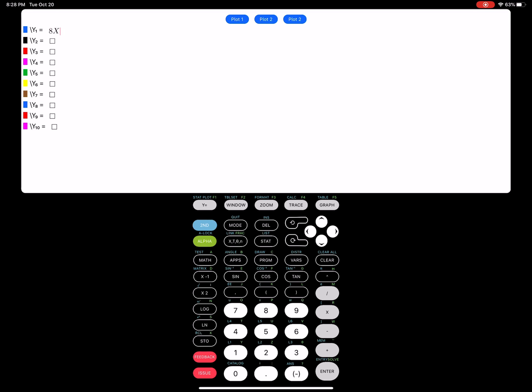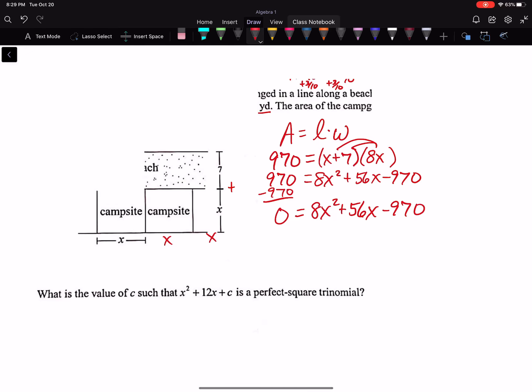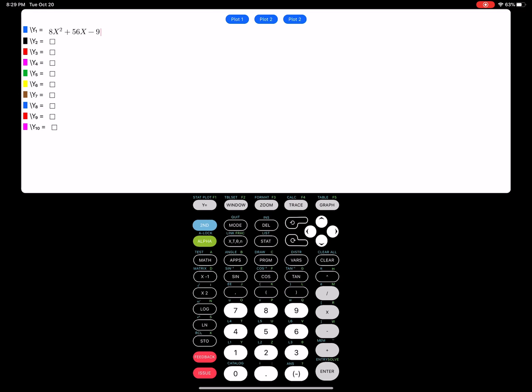8x squared, wrong one, plus, whoa, that's too many pluses, plus 56, whoa. I'm just screwing this all up. Let me just try that again. All right, 8x squared plus 56x. And then what was the last one? Minus 970. So, minus 970.